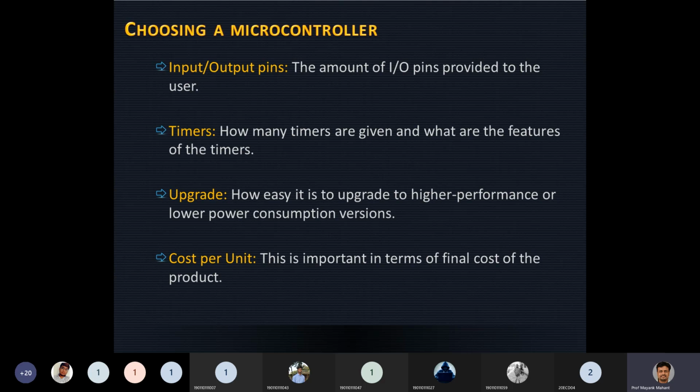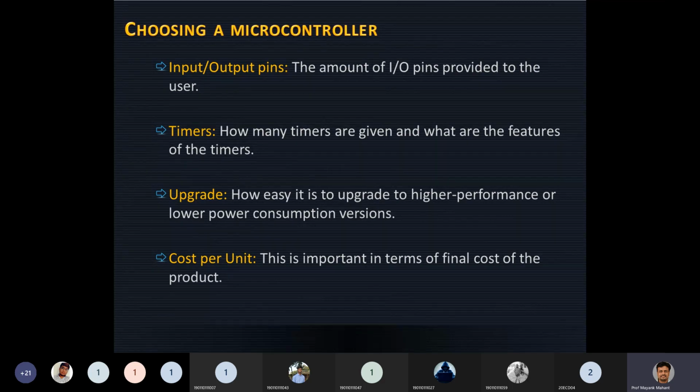For IO pins, how many devices you need to connect to a microcontroller will help you decide how many IO pins are required. Then timers, how many timers are there. You will know the importance of timers once we see how they are used. There are very wide applications of timers in microcontrollers. So how many timers are available in the microcontroller is also one of the major criteria on which you are going to select the microcontroller.